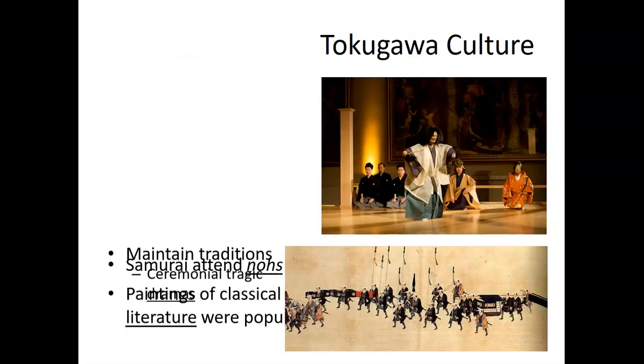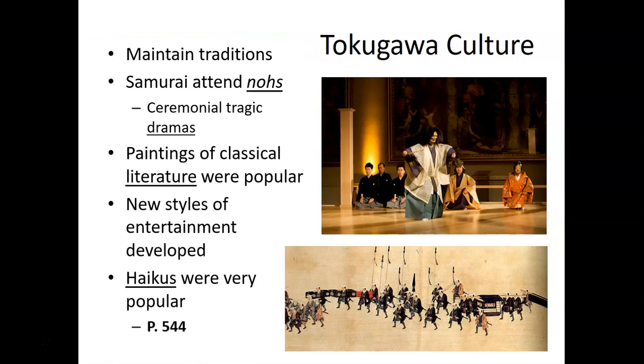Now, Tokugawa culture, they really don't change too much. Throughout Japanese history, their culture pretty much stays the same, and that's primarily because they're an island people. It's hard to change it too much very quickly, so they maintain their traditions. They're coming out of the traditions that all Japanese had really followed.